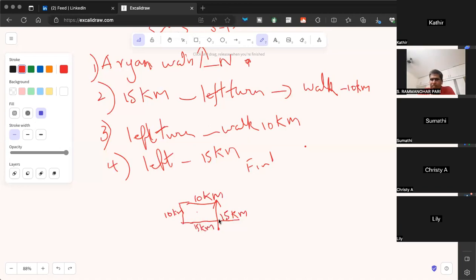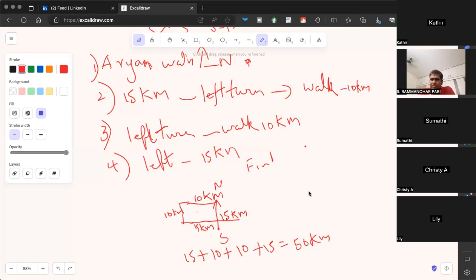Now you have to draw like this. So we already know this is north and south. The total distance covered, you're just going to add all this. 15 plus 10 plus 10 is 35, plus 15. So totally how many kilometers he had walked? 50.